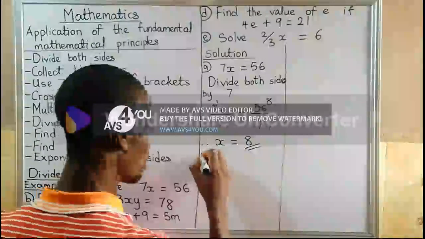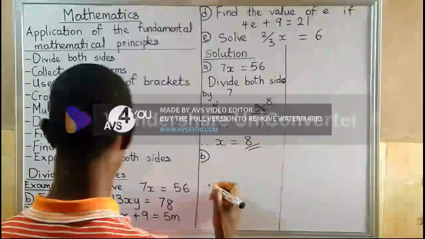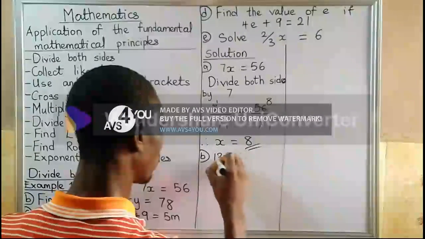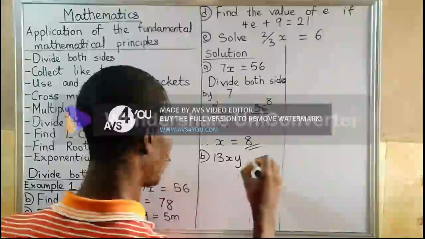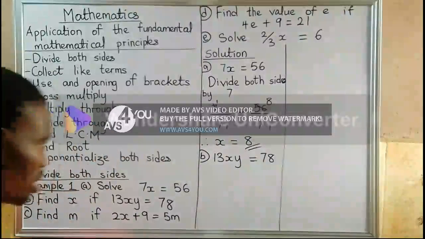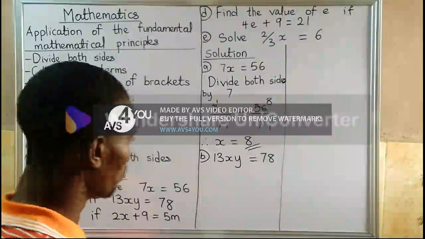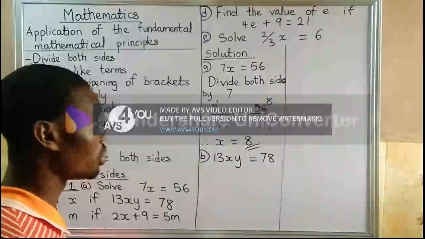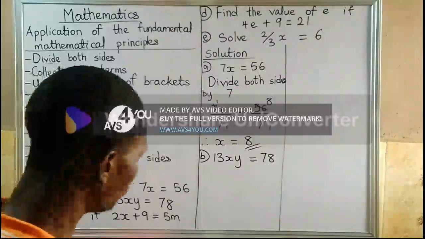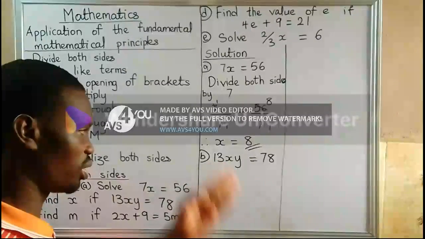So let's quickly go to the second example that we have here. Example 1b. The question says we should find x if 13xy equals 78. Okay, this is a little bit different from the first example, in the sense that in the first example we have just one variable x, but in this second example we have more than one variable. The one we are looking for, x inclusive, but the other one, y.